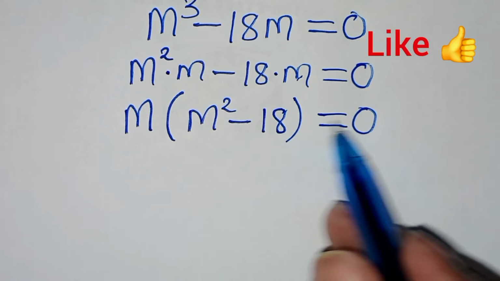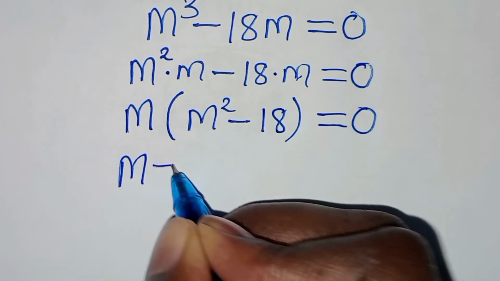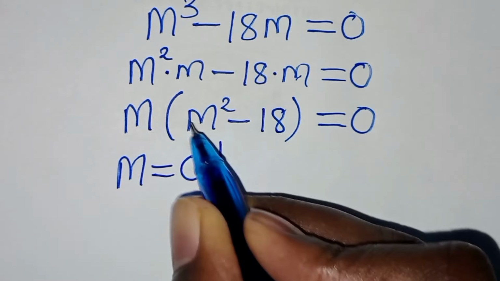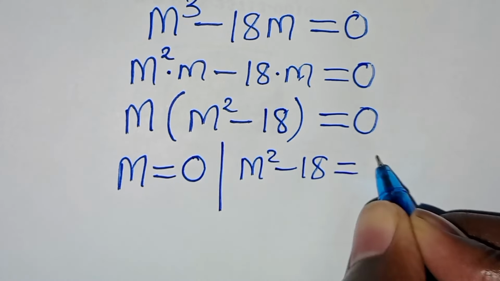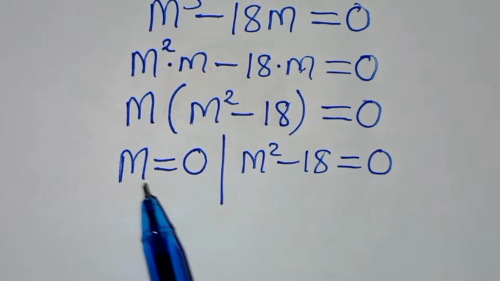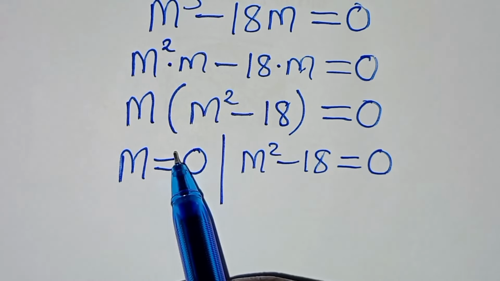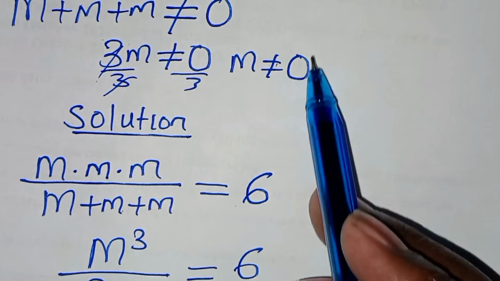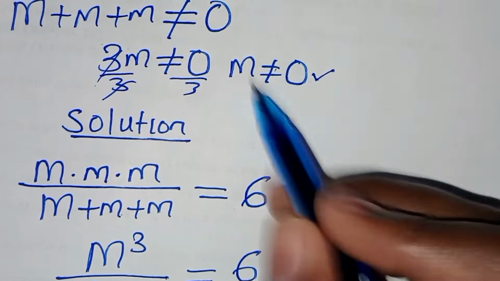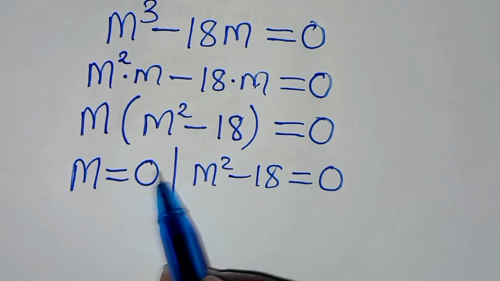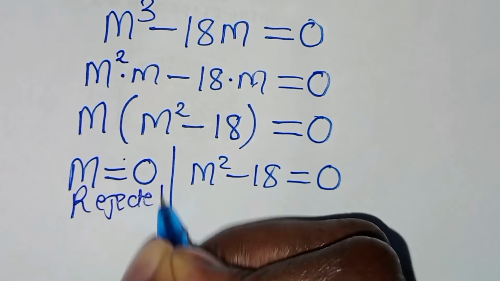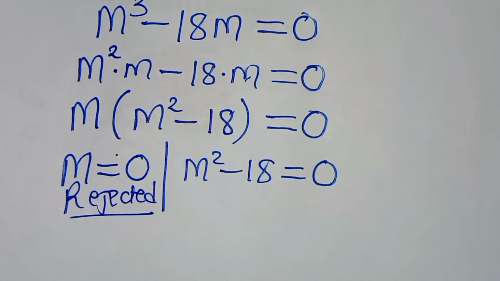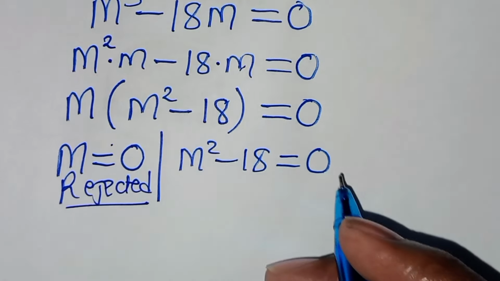So we have two parts here. The first part is m is equal to 0. The second part is m squared minus 18 equal to 0. From the first part, m is equal to 0, and clearly we stated that m is not equal to 0. So this violates the condition, and this part is rejected. So let's proceed to m squared minus 18.